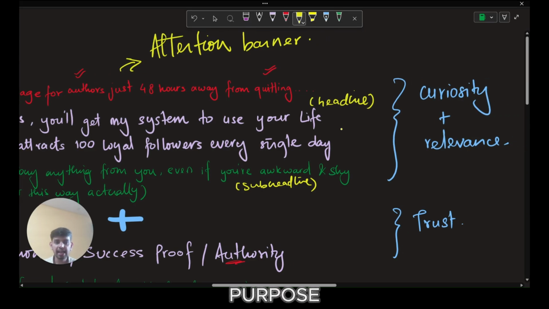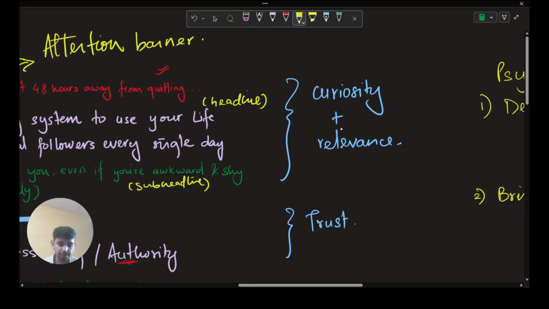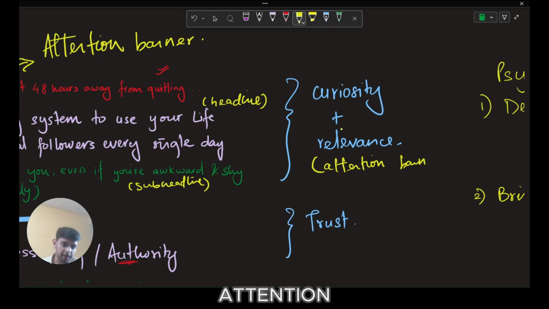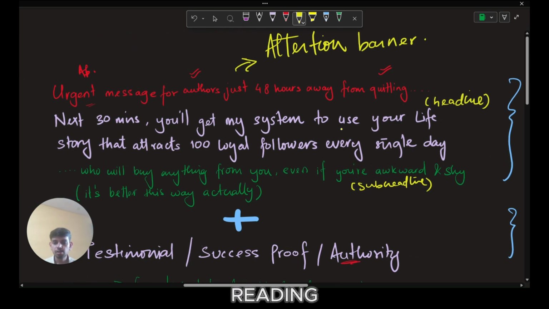Okay. The purpose of the attention banner is to communicate relevance. Okay. The attention banner must and only communicate relevance because people will stay on your page only if it's relevant to them. So the first thing they read on your page must communicate relevance. So the attention banner must show relevance. Then the main headline must trigger curiosity.